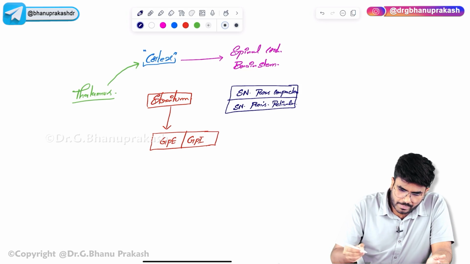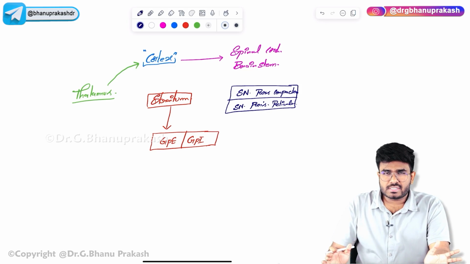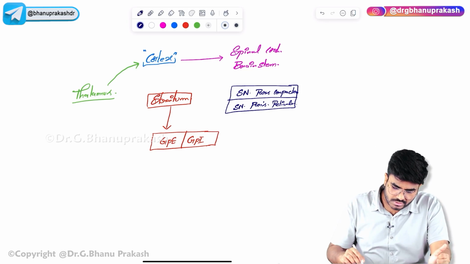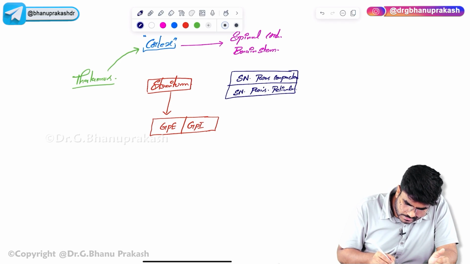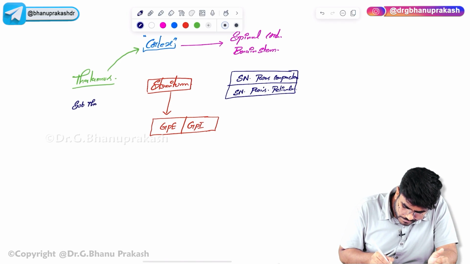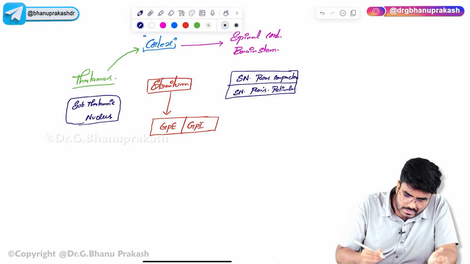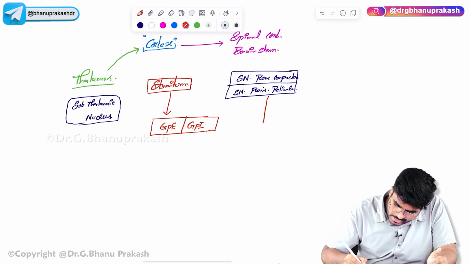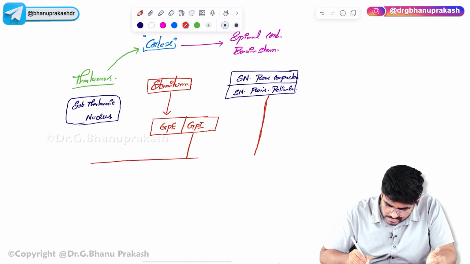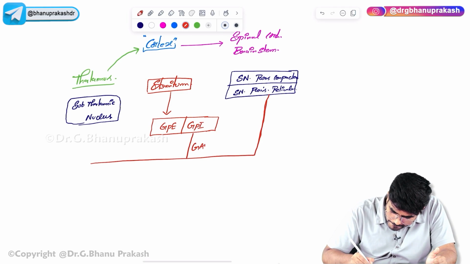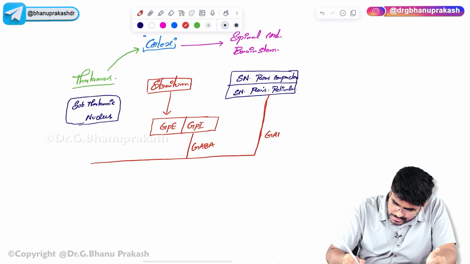See, what happens normally, sir? When you are at rest, there are no movements. Why are there no movements? Because, you should understand, I have to add one more structure here, the subthalamic nucleus. What happens normally is that the substantia nigra pars reticularis and the globus pallidus internus, these two structures continuously release GABA.